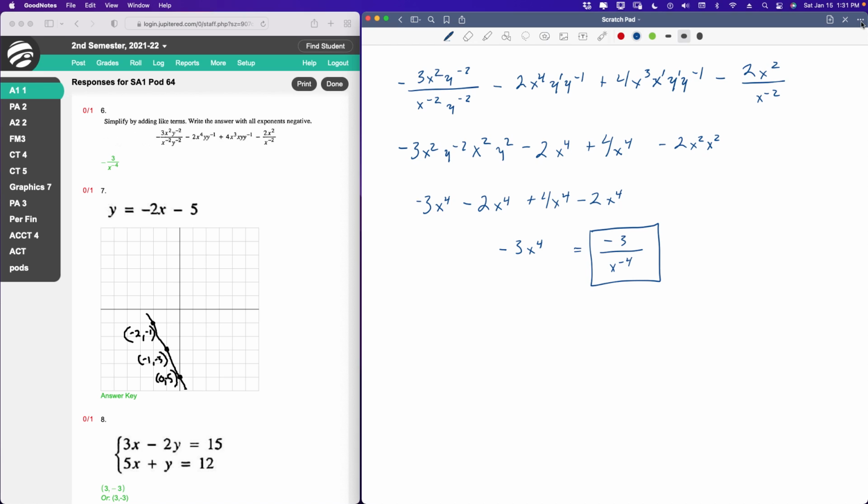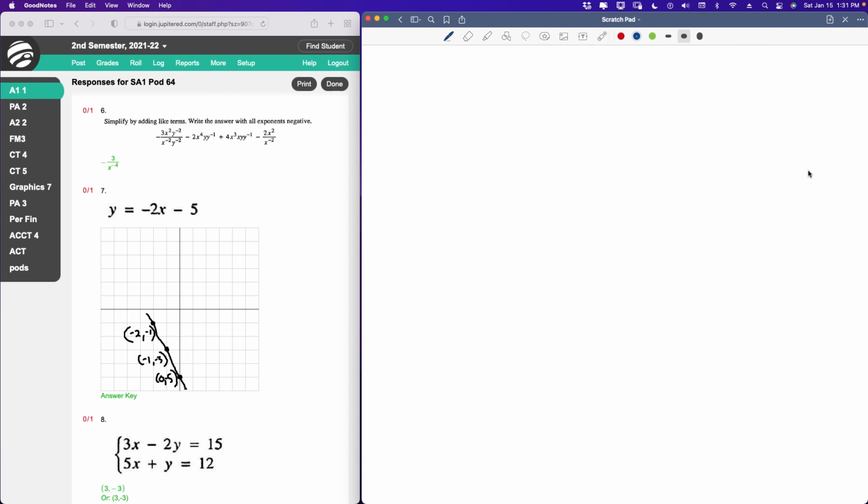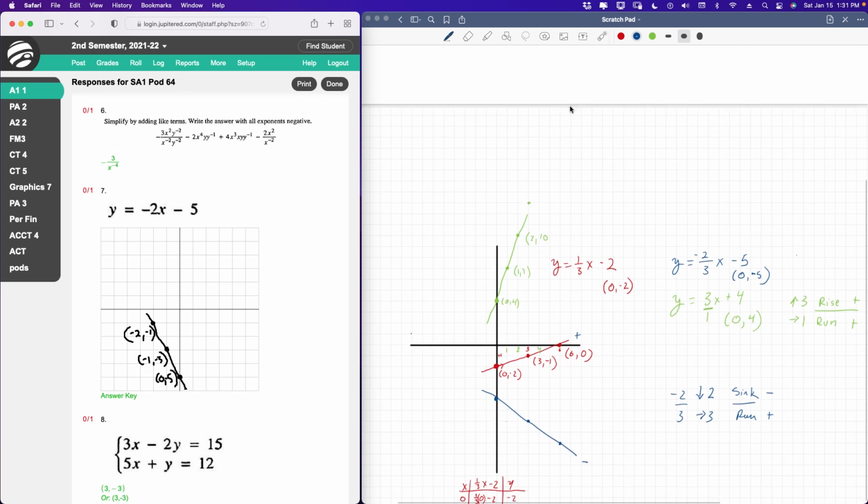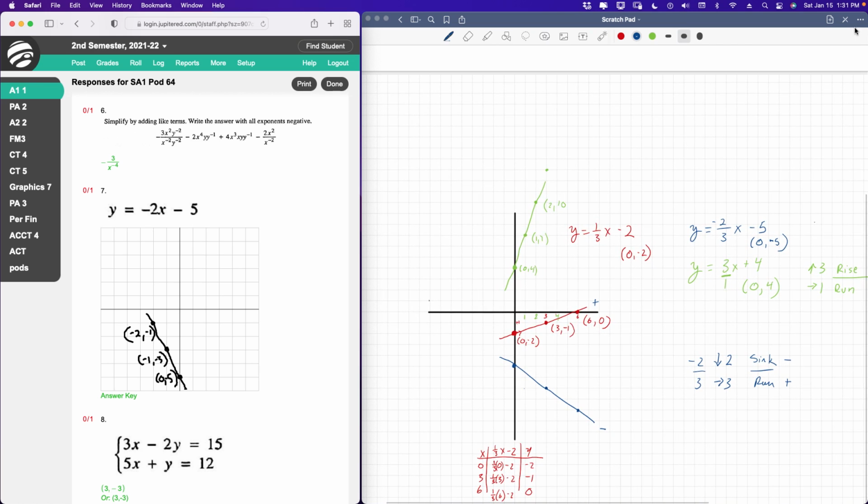Let's look at this graphing problem here. So we have y equals negative 2x minus 5. This is what I put in there. This is the answer key, I do believe. Yeah, that's the answer key. So let me show you how to get there. Let's go down to this graphing part here. Oh, sorry, that's algebra 2. Let me clear that.